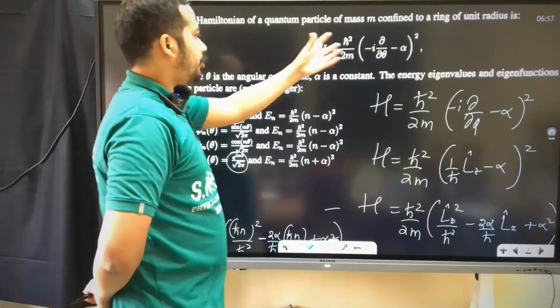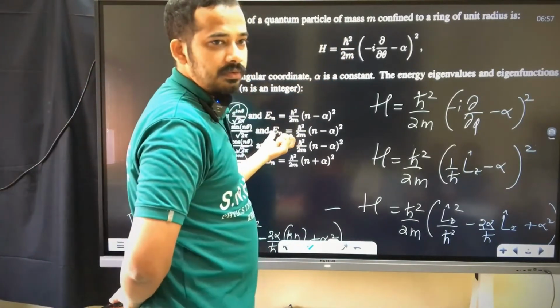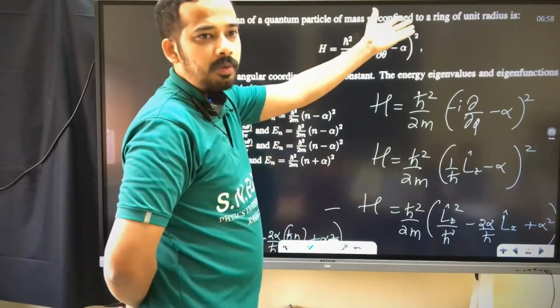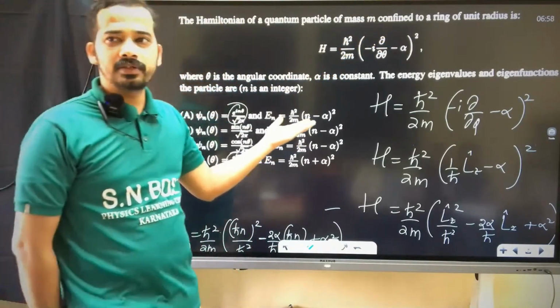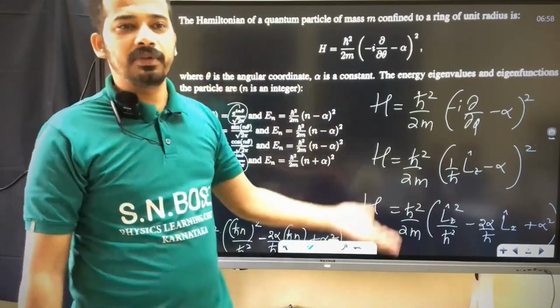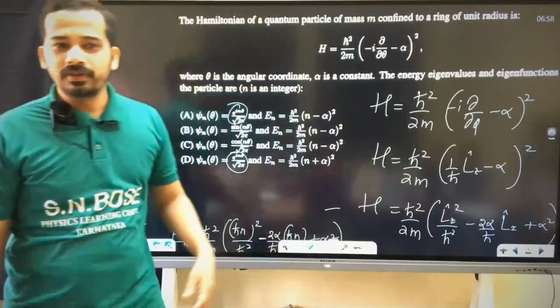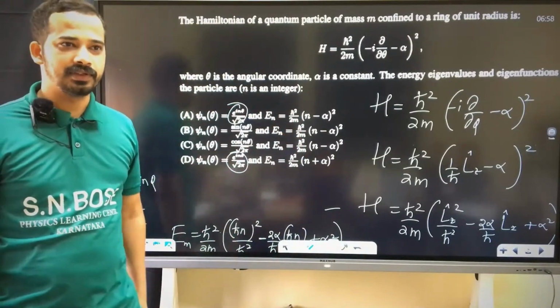You just operate this operator on this one and check whether this is an eigenvalue or not. Operate it on this one, check whether you get this one or not. I mean, a differential equation solution. How do you define a differential equation solution? A solution is the one which satisfies the differential equation.